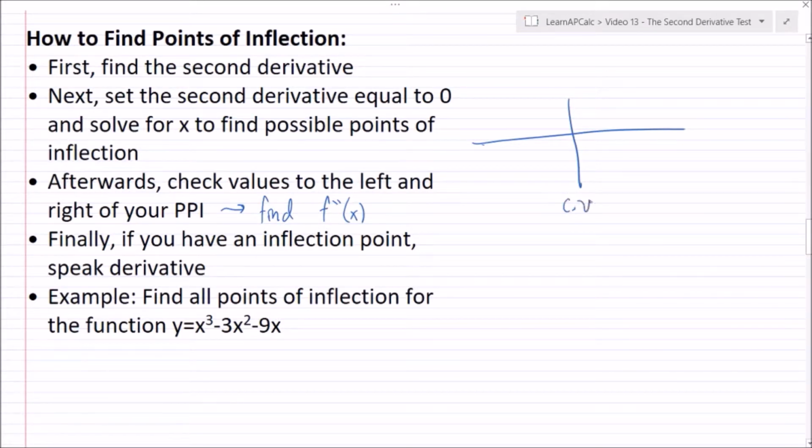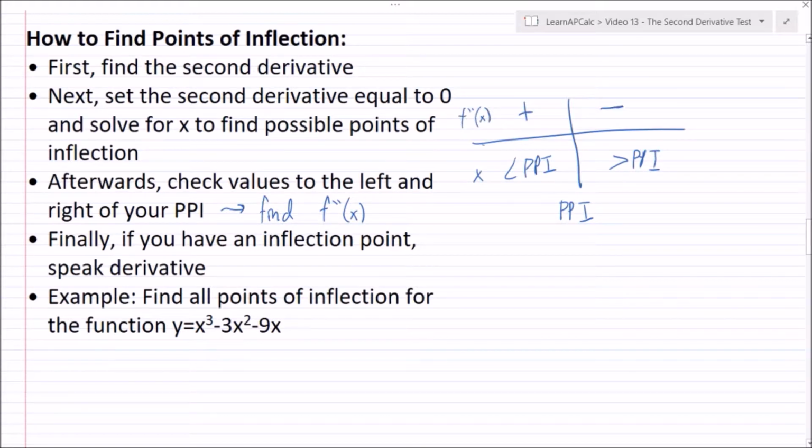So if you remember, we put our critical values here, and this is x equals, and we have something less than our CV, something greater than our CV. Here's f prime of x, and if I had opposite signs here, I could say that this critical value was either a relative extreme, a relative max, or relative min. Well, here we can do the same thing for possible points of inflection. We put our PPI here. This is x equals something less than PPI, something greater than PPI, and here's f double prime of x.